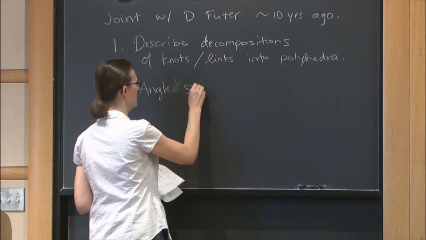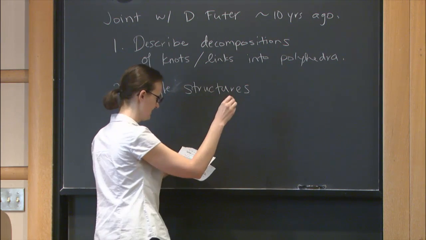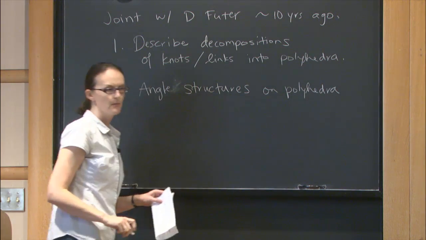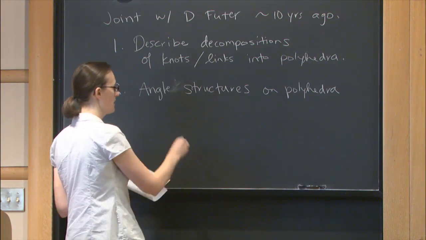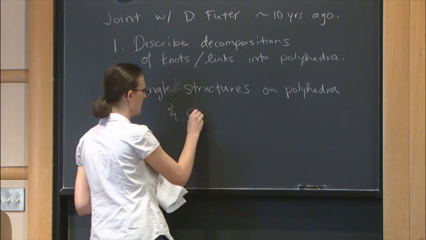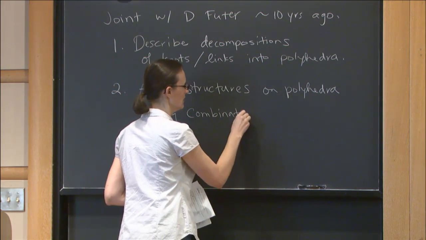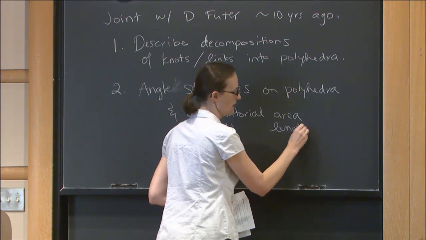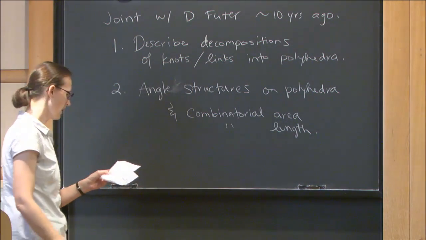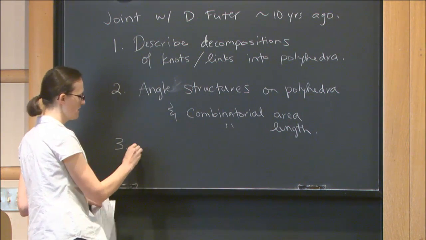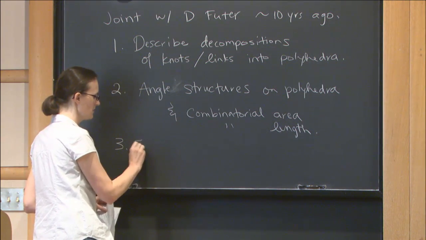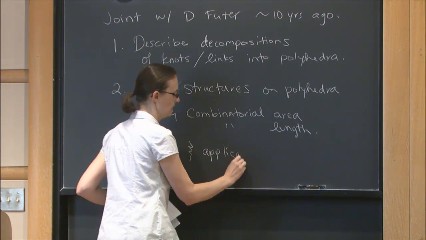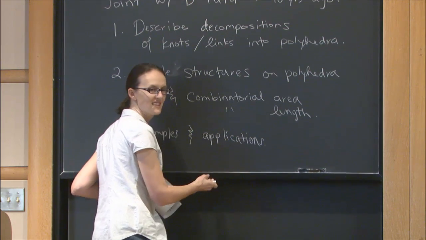The second part of the talk is we're going to put a little more structure on the polyhedra. So angle structures, or angled polyhedra. And then we're going to be examining surfaces which sit inside of them. This is going to give the surfaces a combinatorial area and a combinatorial length of slopes. And then the third part that I'm going to try and do throughout is examples and applications. OK, so that's the plan.